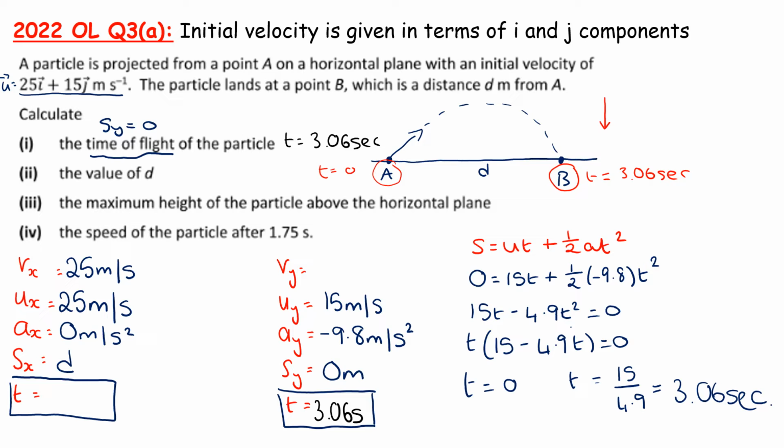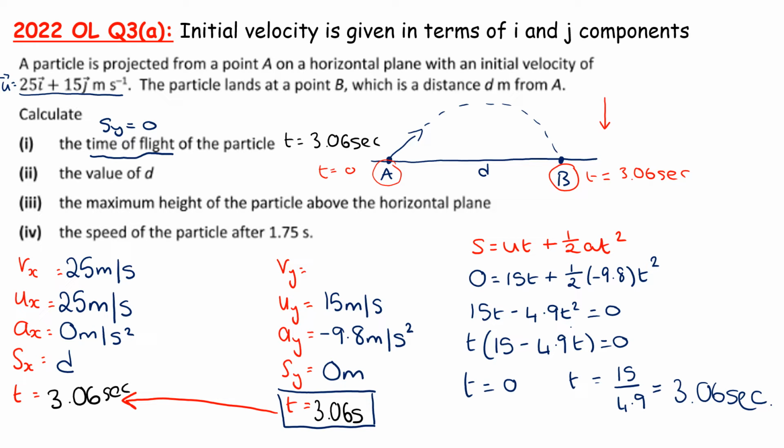Now, it then asks us for the value of d. Now, d is the distance between A and B after it lands. So now we can use the time that we've just worked out. We can plug that back in here, and we're then going to be able to work out d. So our time is 3.06. And now we're going to be working with all of these values here.